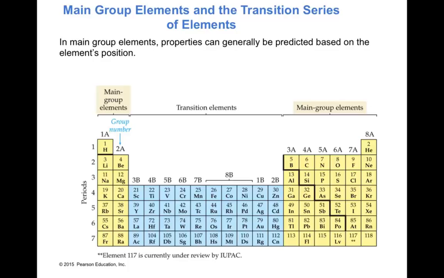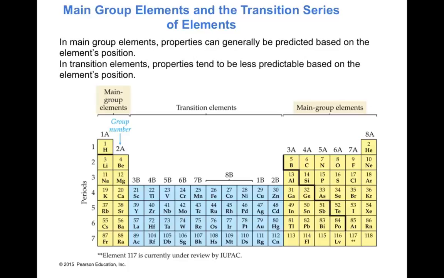In the main group elements, properties can generally be predicted based on the element's position. So if we know the position of some of these elements, we can have some idea of the properties of that element specifically. While in the transition metals, properties tend to be less predictable based on the element's position.